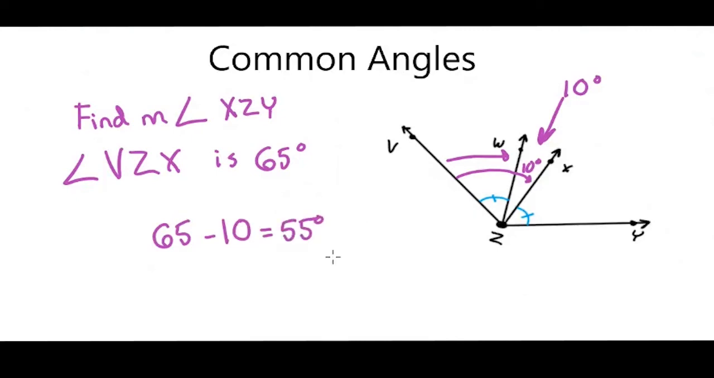Well, that's the measure of VZW. So VZW equals 55 degrees. And we also know that VZW is congruent to XZY. So that means that XZY is also 55 degrees. And that's how you use common angles to find the measure of angles.